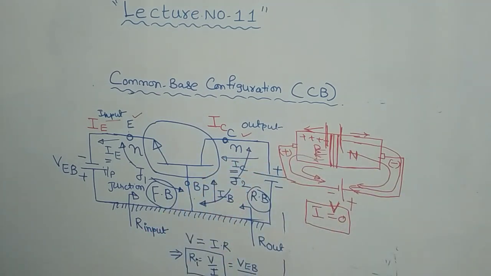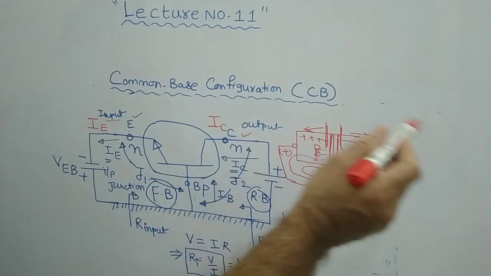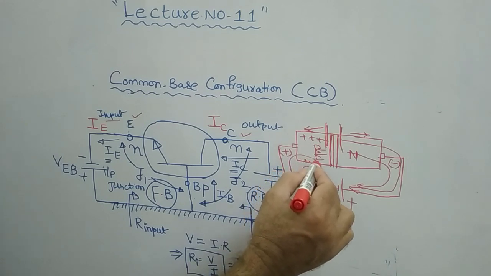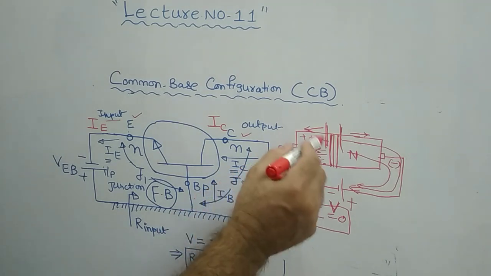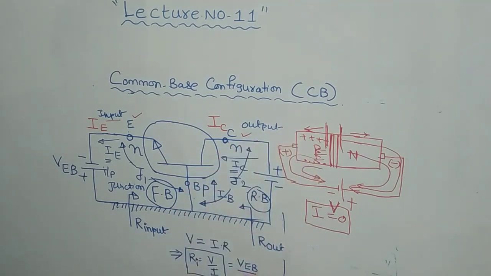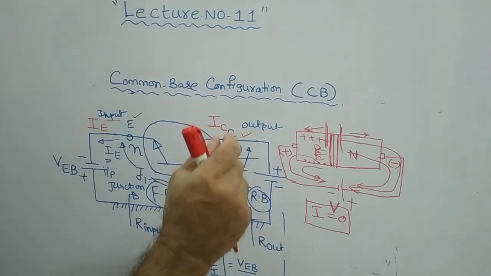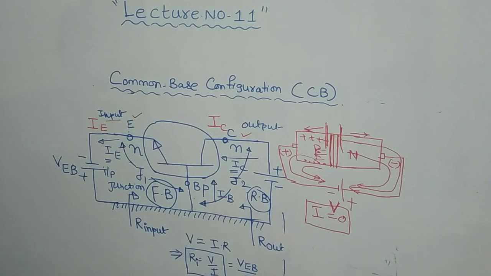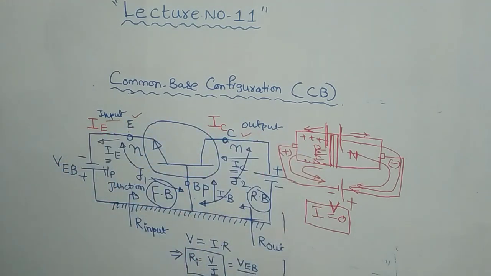But remember one important point: though the majority carriers go away from the junction, in p-type material a small amount of minority carriers will be there. In p-type material, what are the majority carriers? Holes are the majority carriers. What are the minority carriers in p-type material? Electrons, obviously. So a small amount of electrons will be there in p-type material.